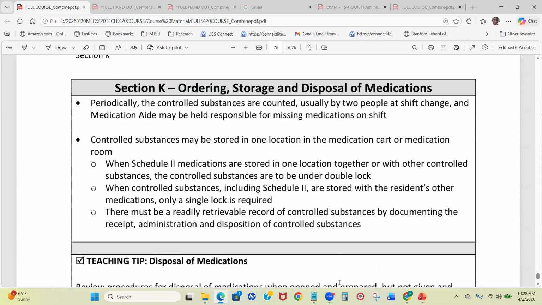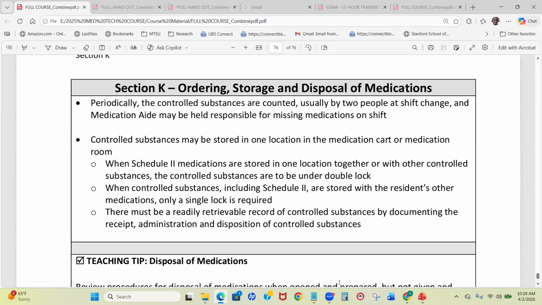Periodically, the controlled substances are counted, usually by two people a shift. It's not usually, it's always counted by two people. Always count with somebody. And the med aide may be held responsible. Not maybe, you will be held responsible for a missing narcotic drug on your shift. Controlled substances may be stored in one location in the med cart and it has a key. Always keep that key safe.